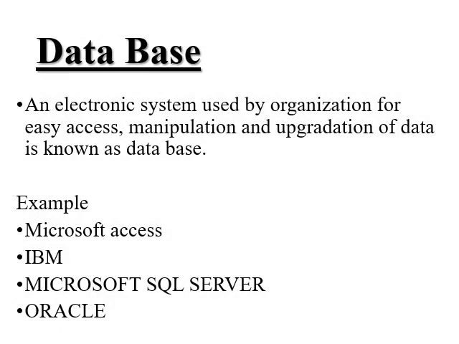Now, what is a database? An electronic system used by an organization for easy access, manipulation and upgradation of data is known as a database. A database is usually controlled by a Database Management System (DBMS). Together, the data in the DBMS along with the applications that are associated with them are referred to as a database system, often shortened to just database. Some examples of DBMS are Microsoft Access, IBM, Microsoft SQL Server, Oracle.